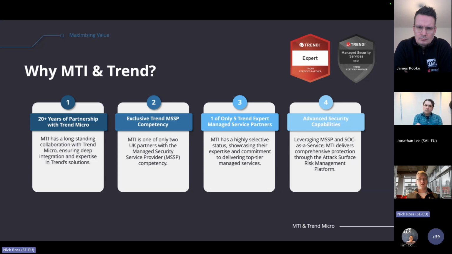Lots of accreditation and evidence-based material needs to be provided to the team in order to be awarded that competency. One of only 5 Trend expert managed service partners as well. So MTI are a trusted pair of hands to deliver a lot of capabilities around Trend, and they ultimately have a lot of security expertise within their organization. When we talk about these cyber risk assessments, they're a really good team of people to work with to help you understand what your exposure to risk is and ultimately do something about that, I think, as well.